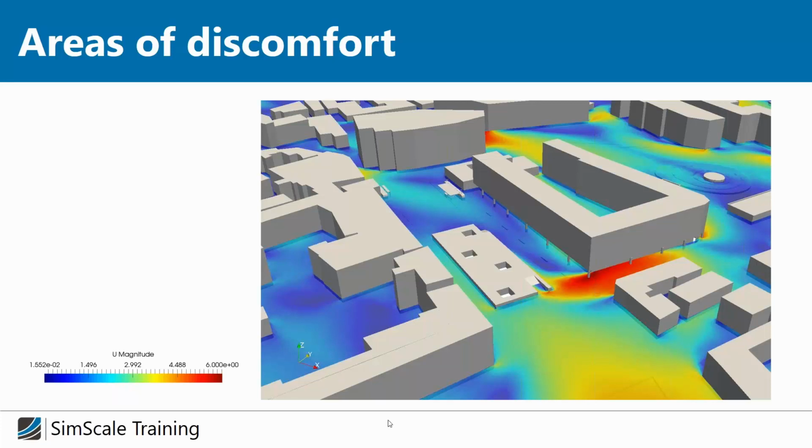So again, we have the velocity represented by the colors. And for example, here you can see this really big area of high velocity. And this is the train station we were interested in. So basically, here are the gates for the train. And as you can see, people are leaving the train station around this area. And this is really a big problem. It's not only related to comfort, but also to safety. And here, we will have a lot of bad discomfort areas.